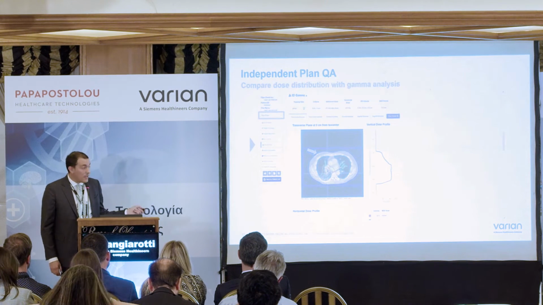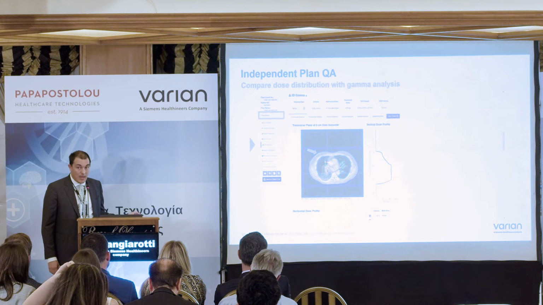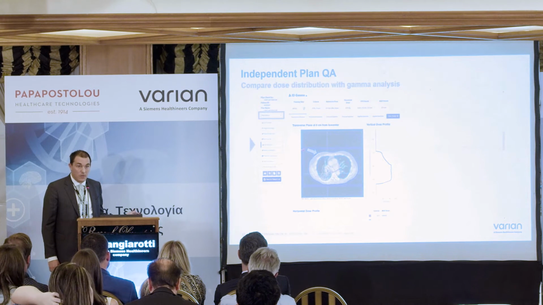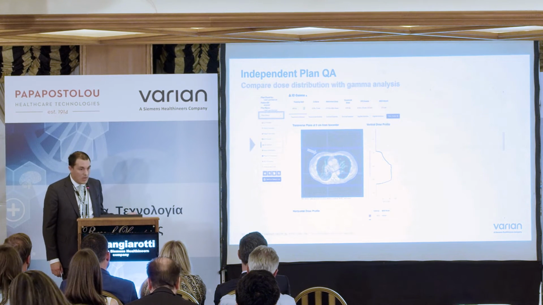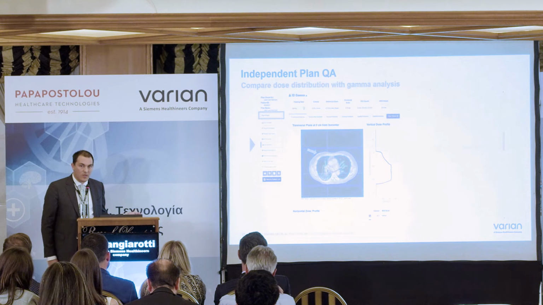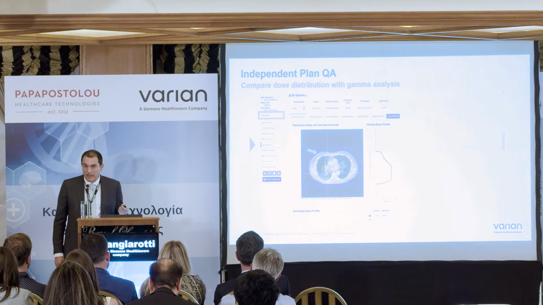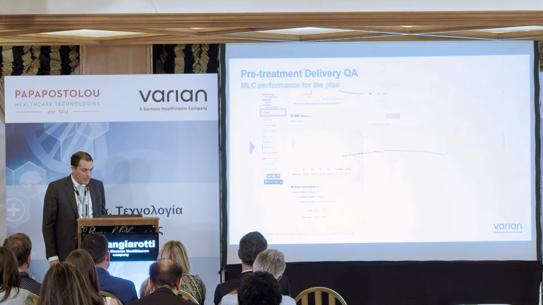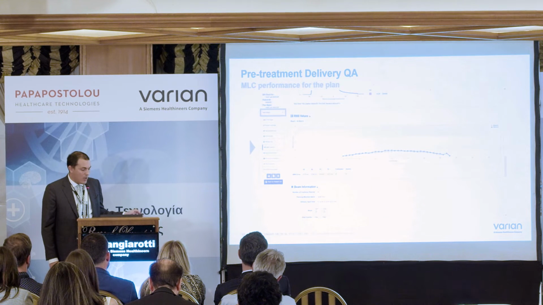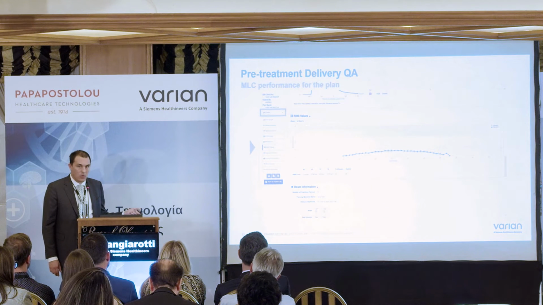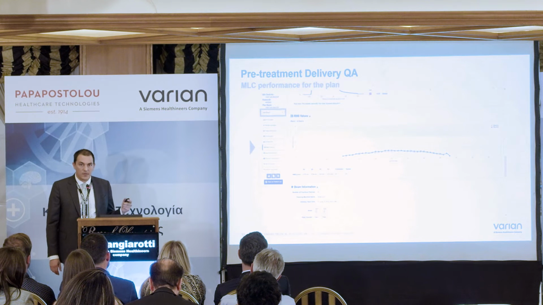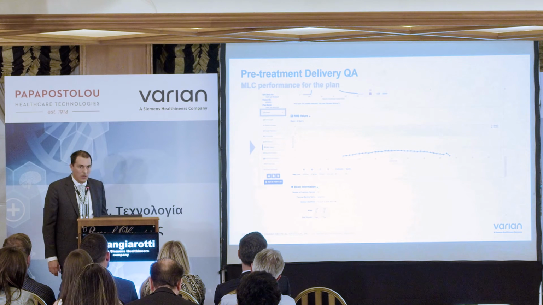Then you can see a 3D gamma analysis of the two-dose distributions. This is really a 3D. You can go through every slice of your CT and see where the gamma is failing, if it's failing. And then we have a check about the position, the root mean square error of all the leaves and all the axes of the machine.